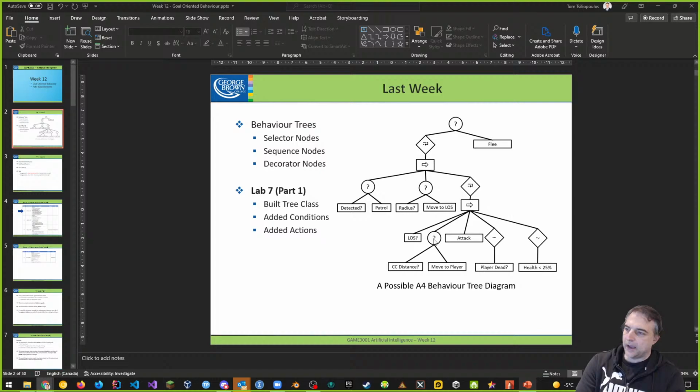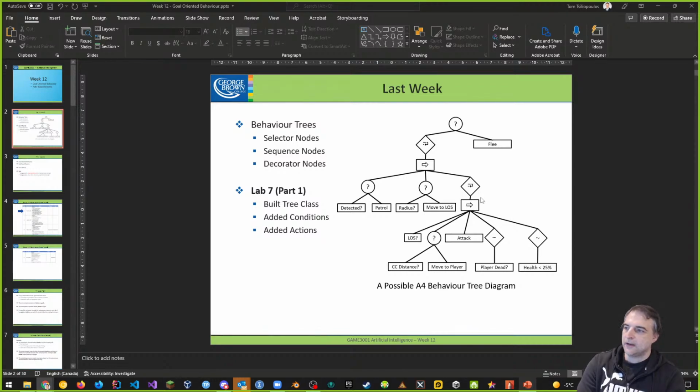Now we have a choice to decide which one of these works. Are we in close combat distance? Let's say no. Okay, fine, then move to the player, and then we go to the next sequence, attack. Now that we've moved to the player, attack. This is an inverter node, like we talked about. Is the player dead? No, that's fail, but we invert it, that's success. So now we move to the next one. Is the character's health less than 25%? No, that's a failure, but we invert it, that's success. We've done all these things, and we go back up here.